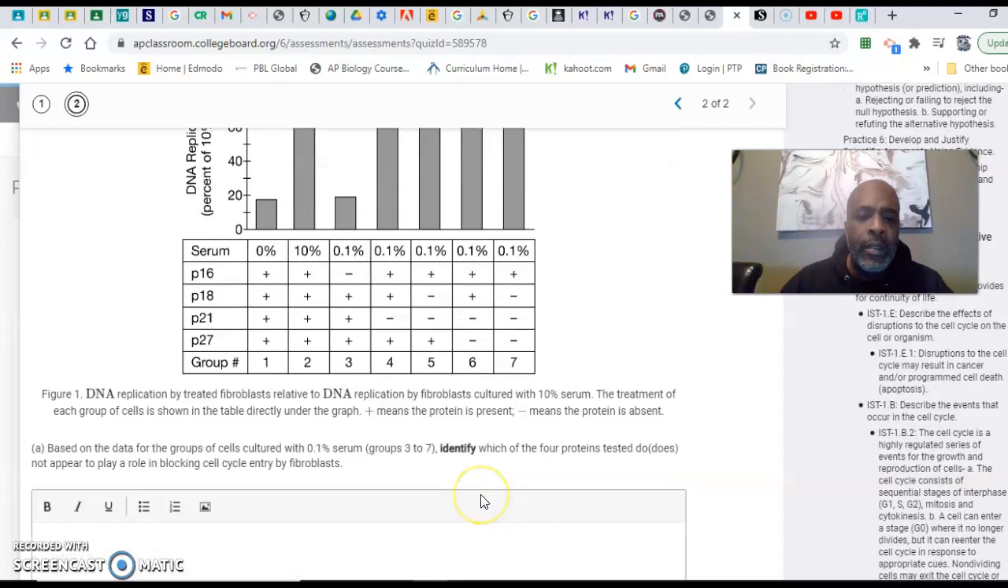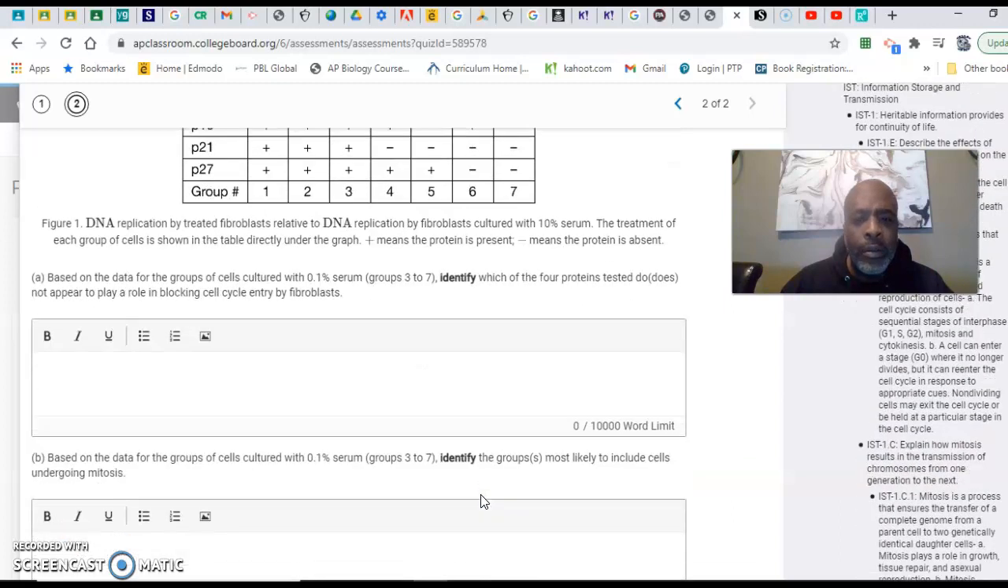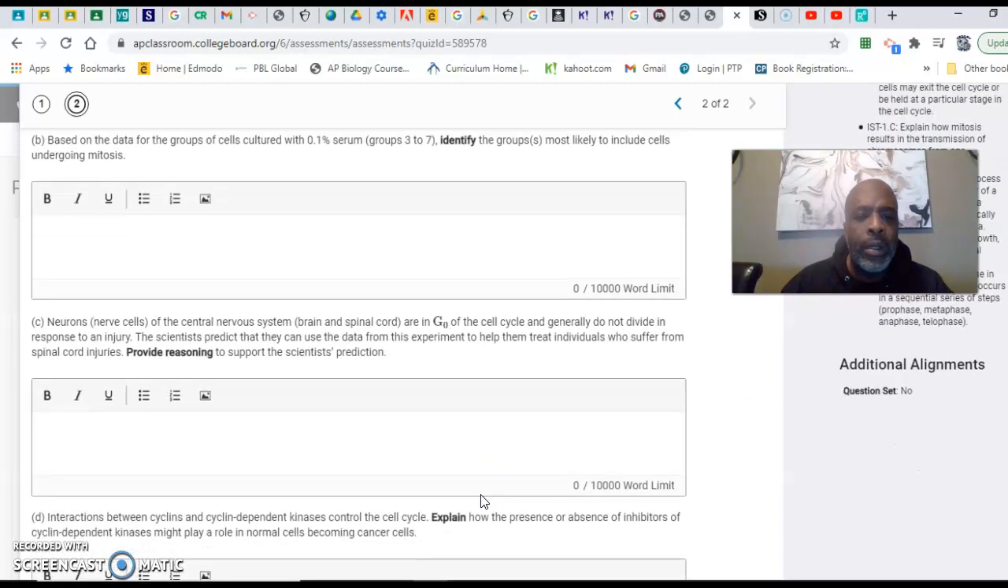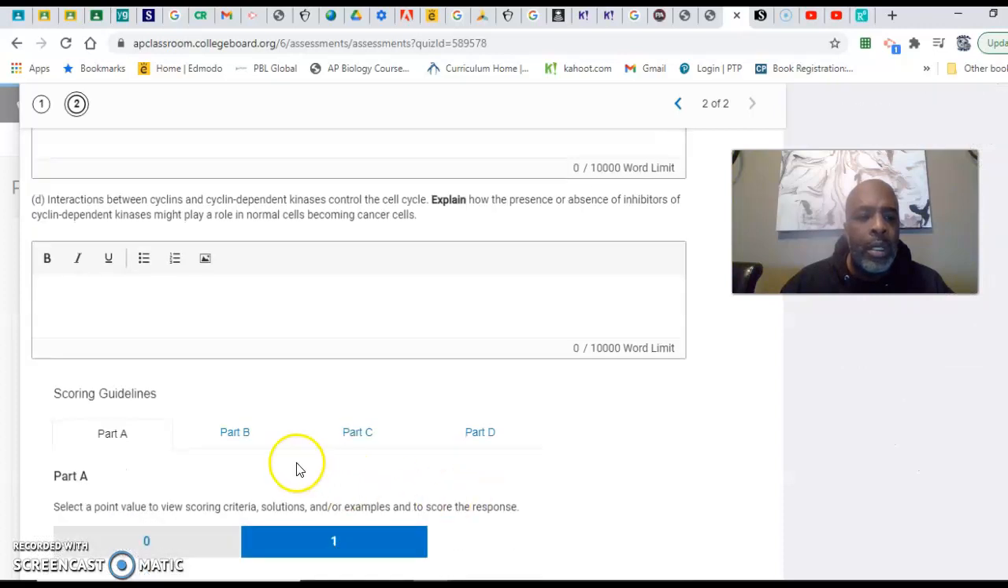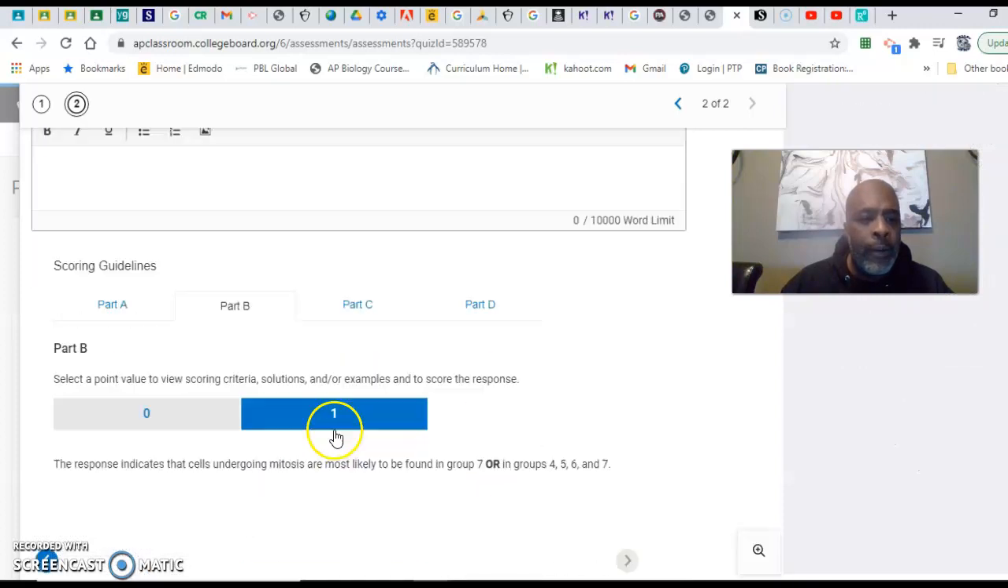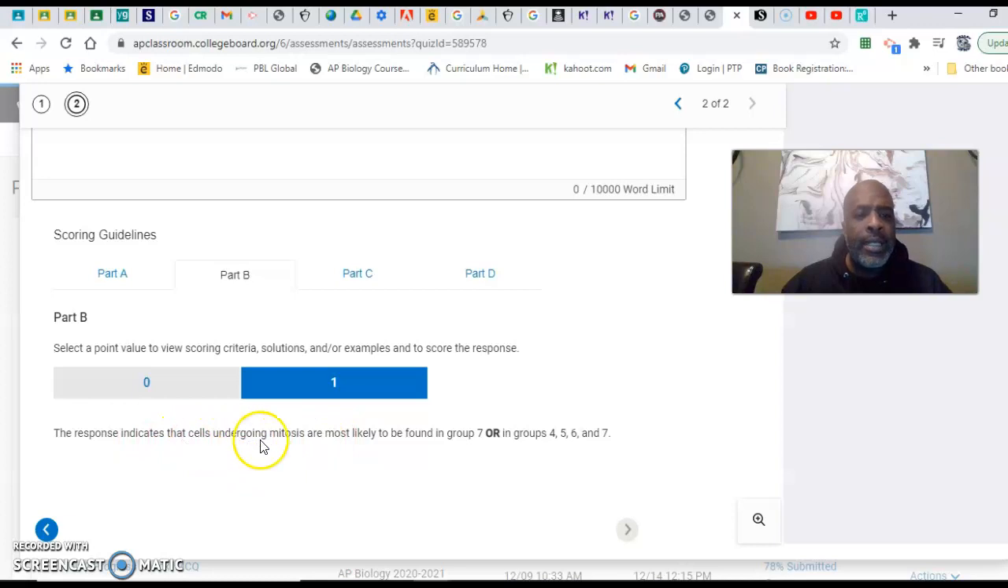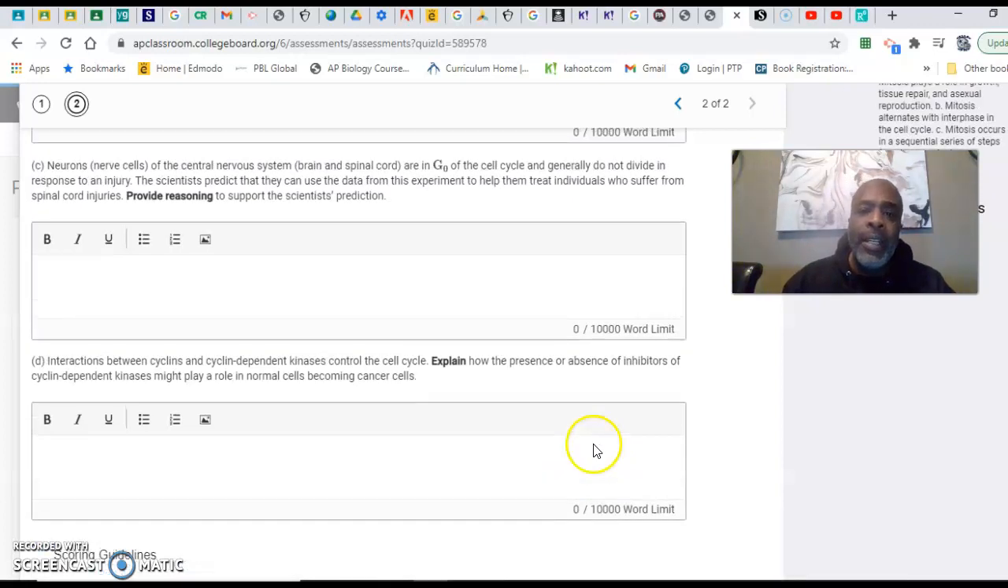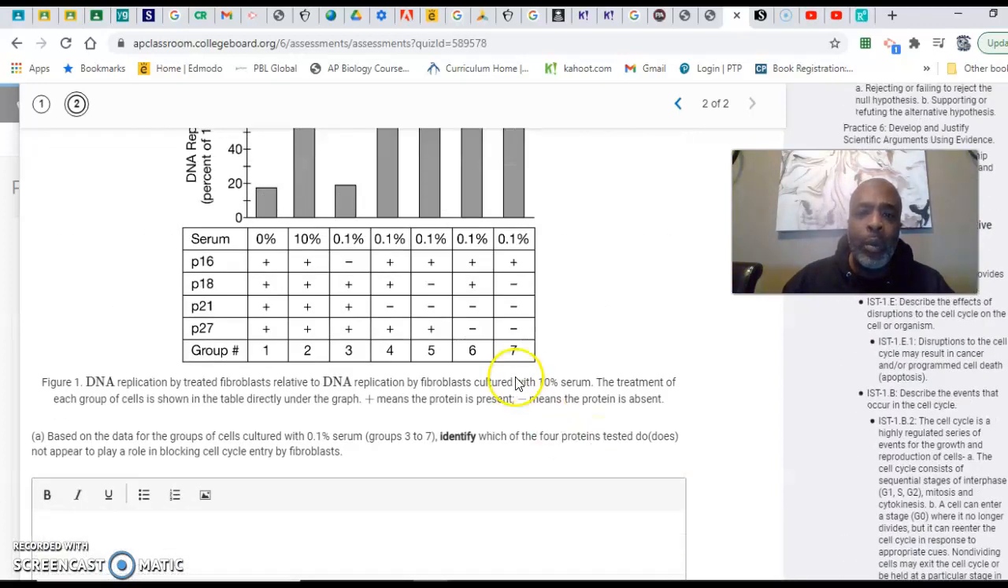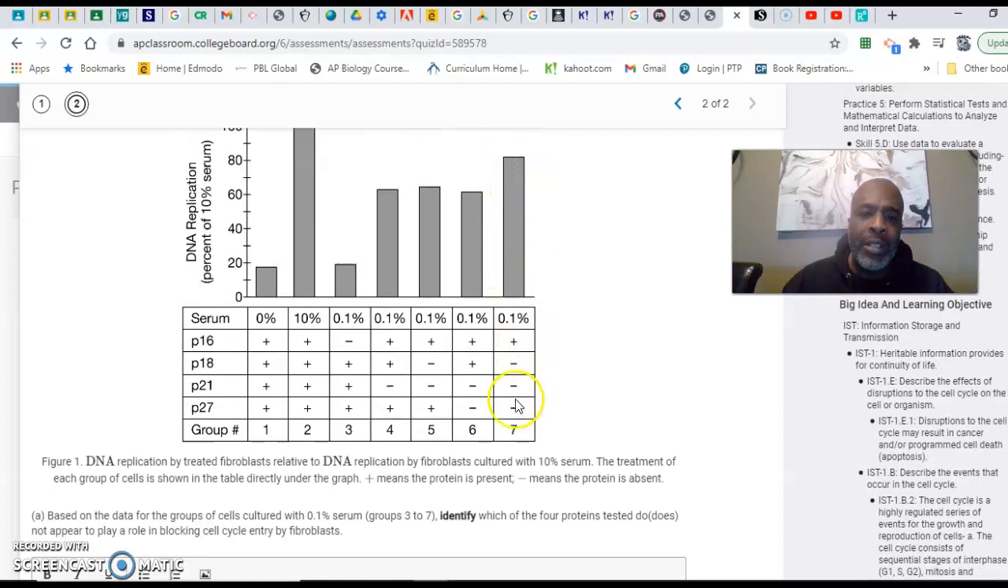All right, groups 4 through 7. Groups most likely to include cells undergoing mitosis. That's question B. It says the response indicates that cells undergoing mitosis are most likely to be found in group 7. You could say that, or in groups 4, 5, 6, and 7. So if you just wanted to look at the one that had the most DNA replication, you could have included that.